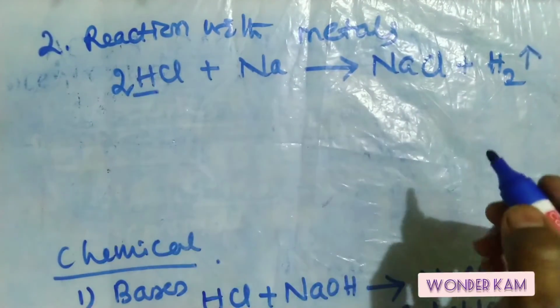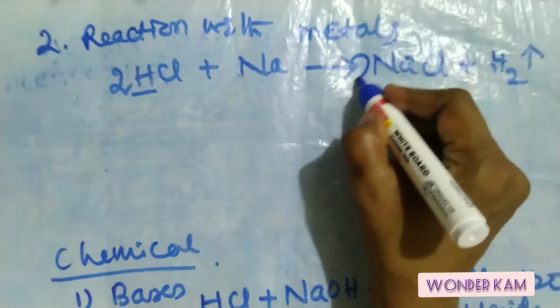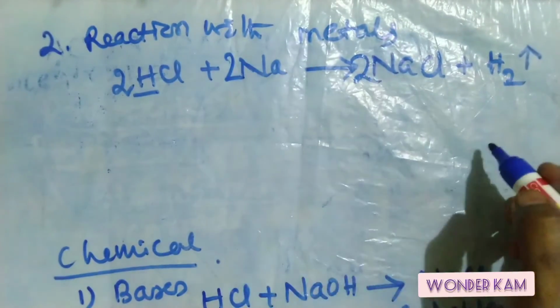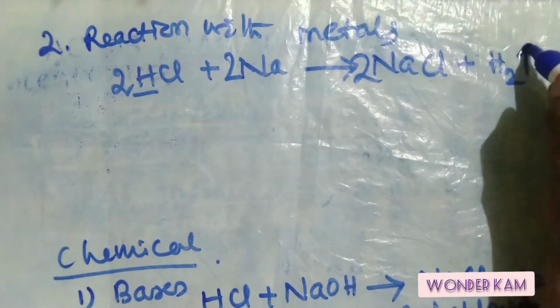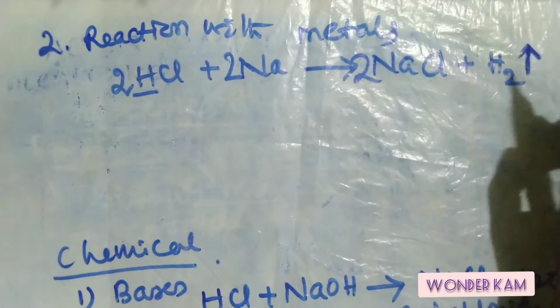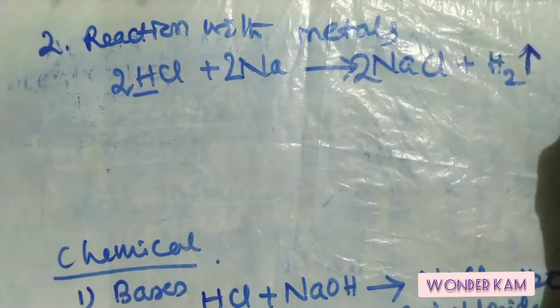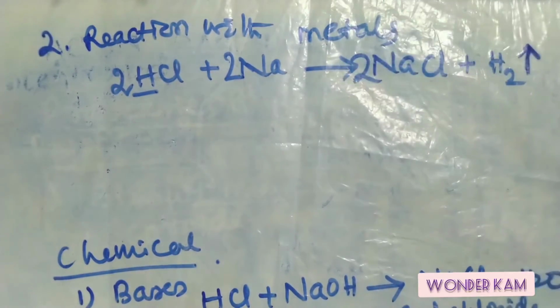Now we'll balance this one. So this is balanced. Chemical reactions are always balanced. Here I put one arrow mark. Generally in a reaction we put the arrow mark for a gas. And when we put an arrow mark like this, that means the formation of solids.